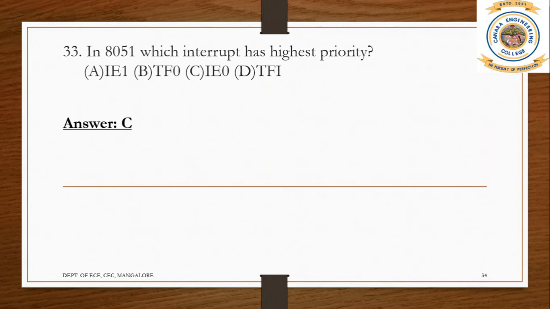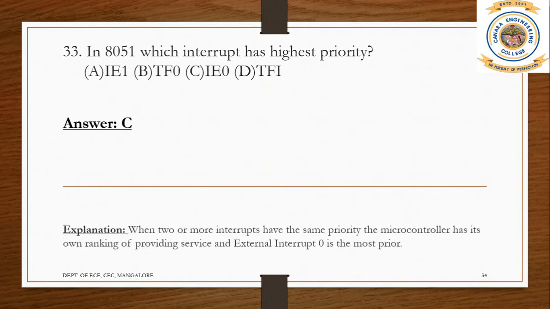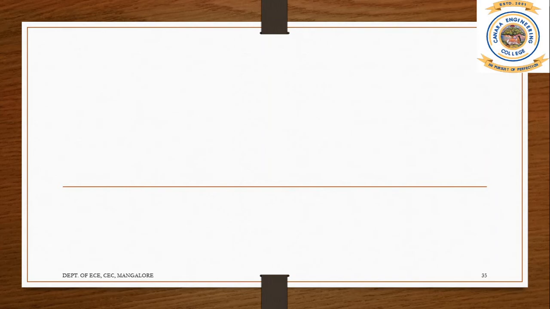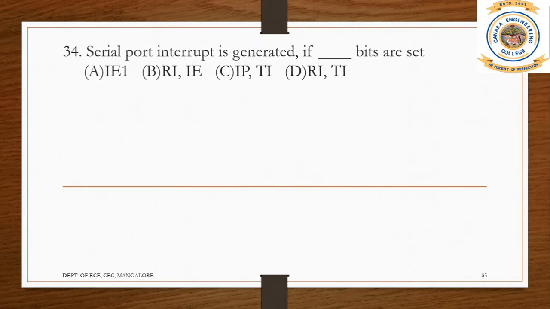Okay, so out of this, as we discussed earlier, IE0 will be most prior. That is external interrupt 0 will be most prior. Next question is regarding serial port interrupt. Serial port interrupt is generated if which bits are set. Whether it is IE1, whether it is RI and IE, whether it is IP and TI, whether it is RI and TI. Okay, RI TI stands for receive interrupt and transmit interrupt.